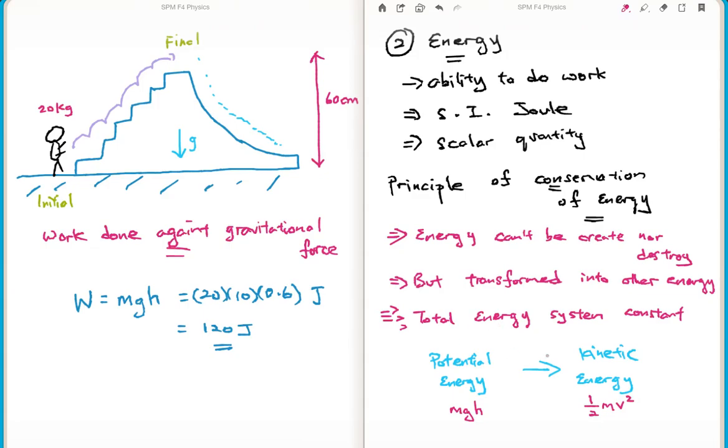Or maybe you will have friction, then you need to add frictional energy, energy to overcome frictional force. That will be here and equals mgh. You can't destroy it, okay?